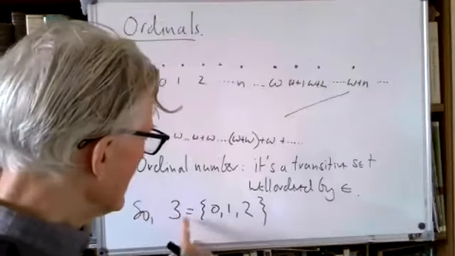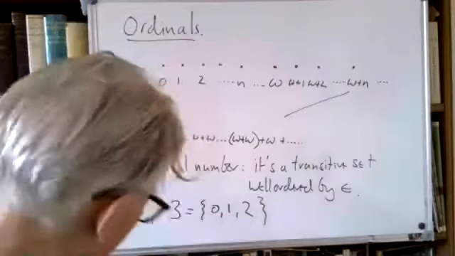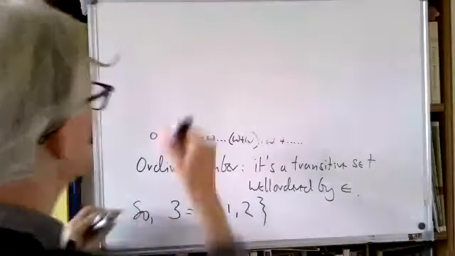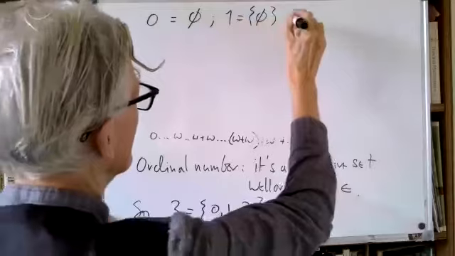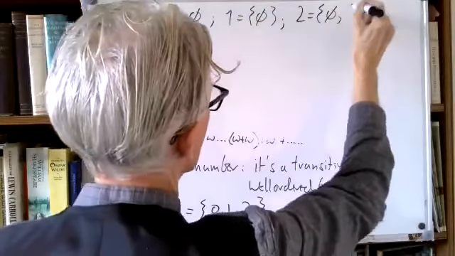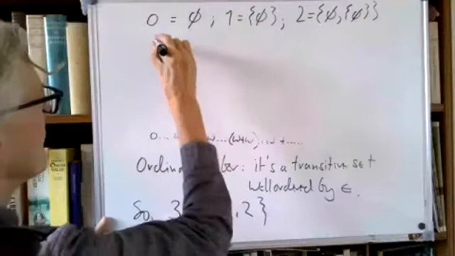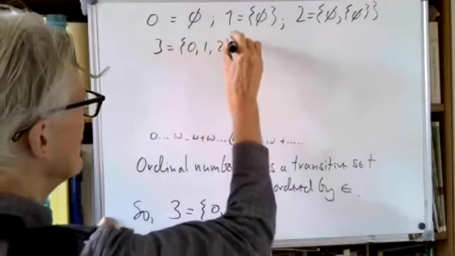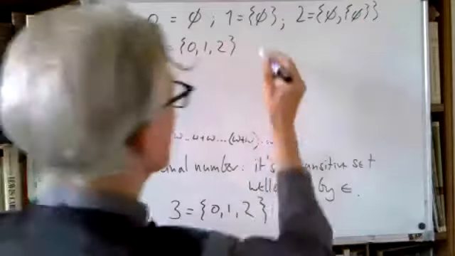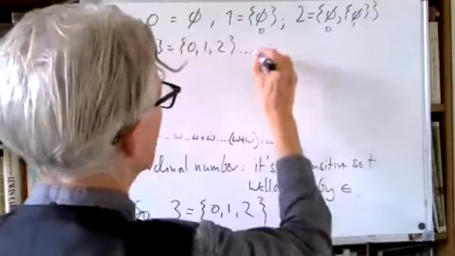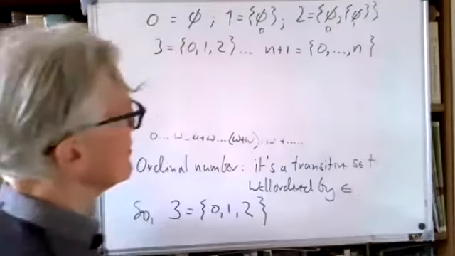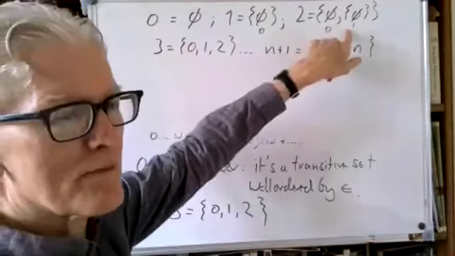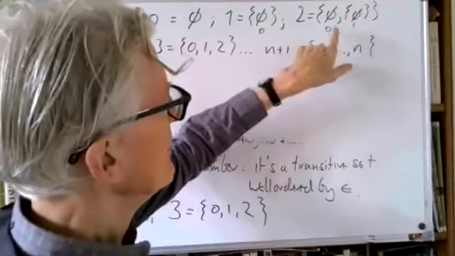So let me say a little bit more. We start out here. So each natural number is the set of its predecessors. So this is zero, this is zero, and this is one. And in general, n plus one is the set zero up to n here. Now, each of these sets is transitive and it's well ordered by epsilon. Here we have zero as a member of one.